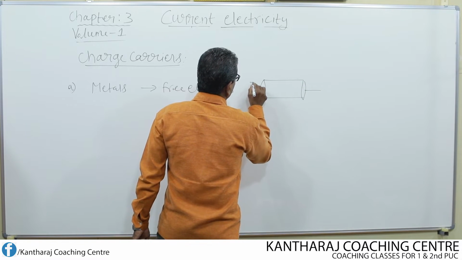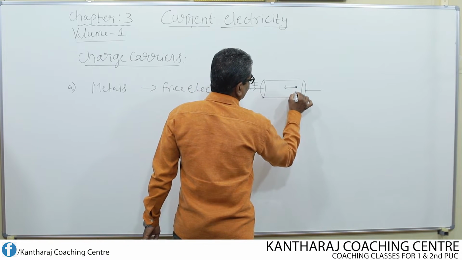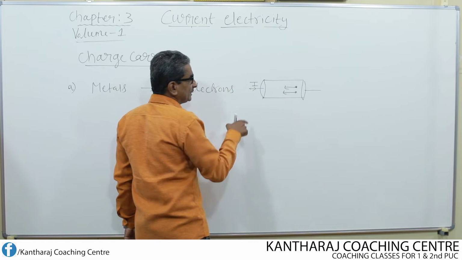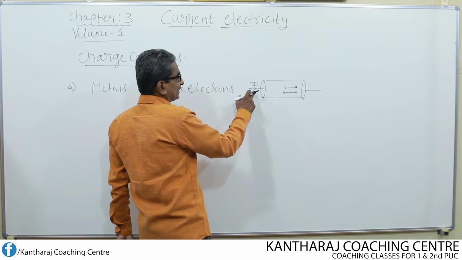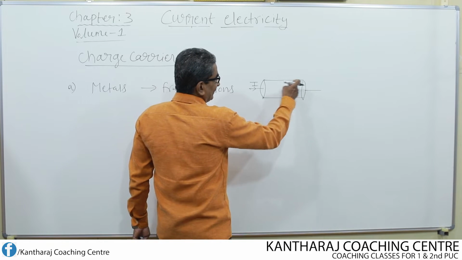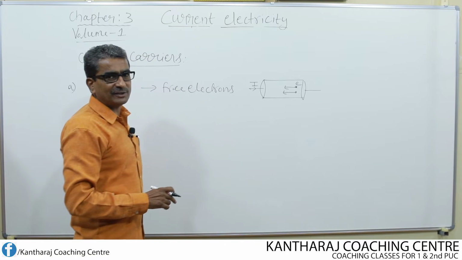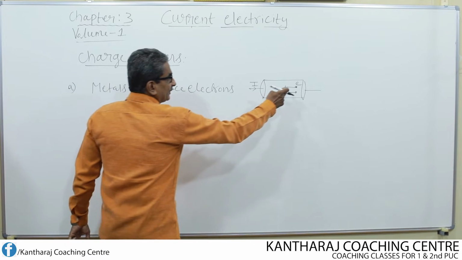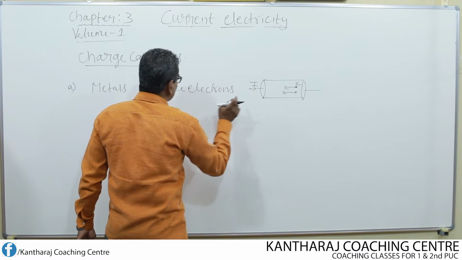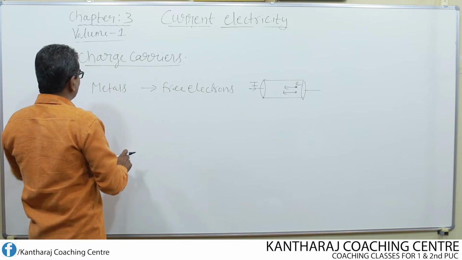Okay, if the current is flowing like this, then the flow of electrons will be opposite to this current. We shall discuss this. We call this current the conventional current, whereas the flow of electrons will always be opposite to the conventional current. So these free electrons are responsible for this current in metals. Therefore, free electrons become the charge carriers in metals.